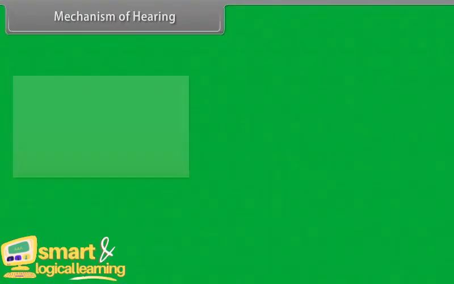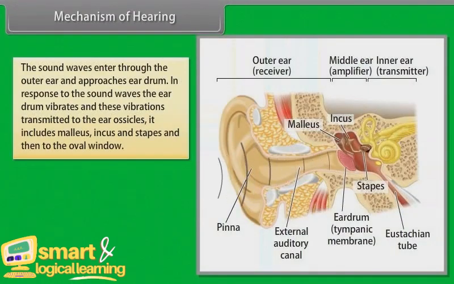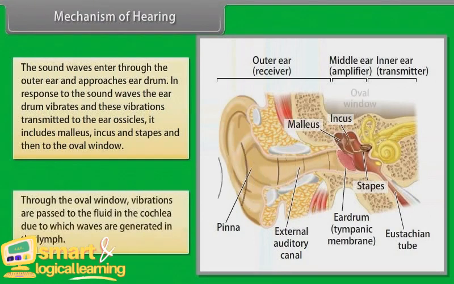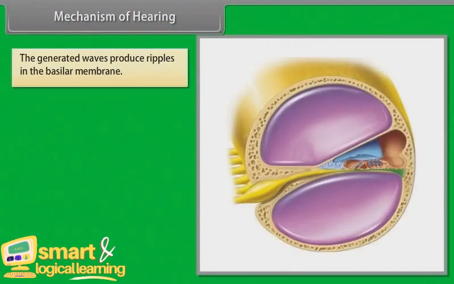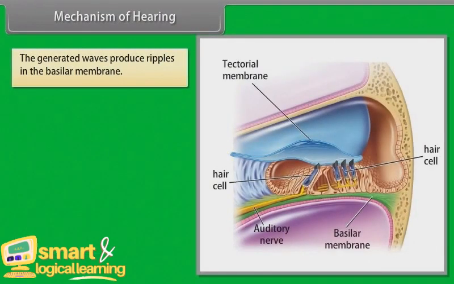Mechanism of hearing. The sound waves enter through the outer ear and approach the eardrum. In response to the sound waves, the eardrum vibrates, and these vibrations are transmitted to the ear ossicles. It includes the malleus, incus, and stapes, and then the oval window. Through the oval window, vibrations are passed to the fluid in the cochlea, due to which waves are generated in the fluid. The generated waves produce ripples in the basilar membrane.